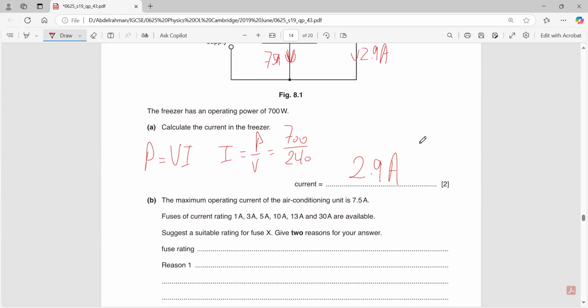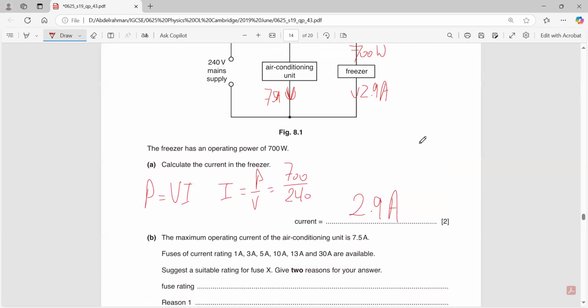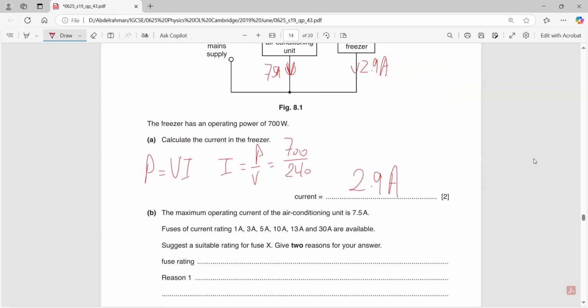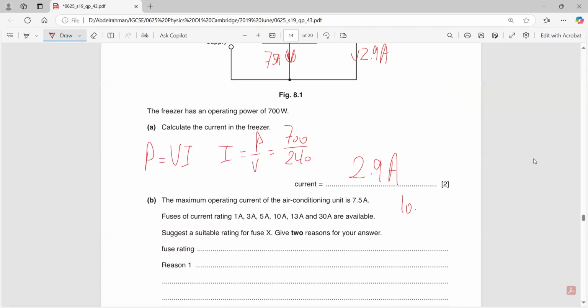Fuses of current ratings 1, 3, 5, 10, 13, and 30 amperes are available. Suggest a suitable rating for X. Give 2 reasons for your answer. So the total current in the circuit would be 7.5 plus 2.9, which is 10.4. The total current is 10.4 amperes. A suitable fuse rating would be 13 amperes.